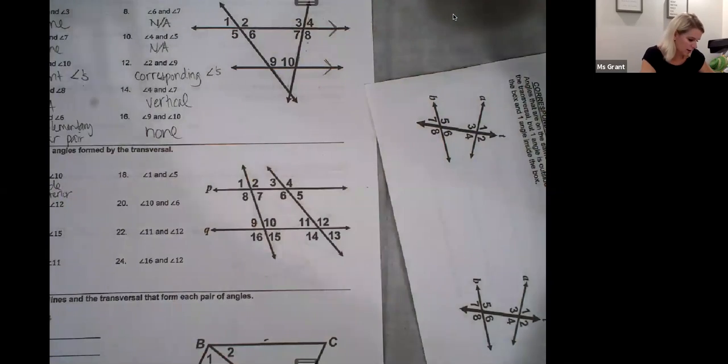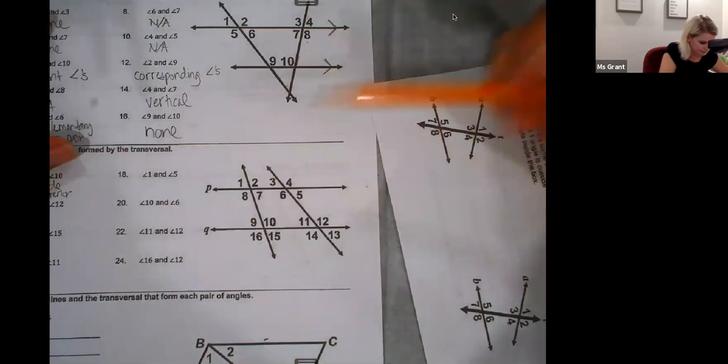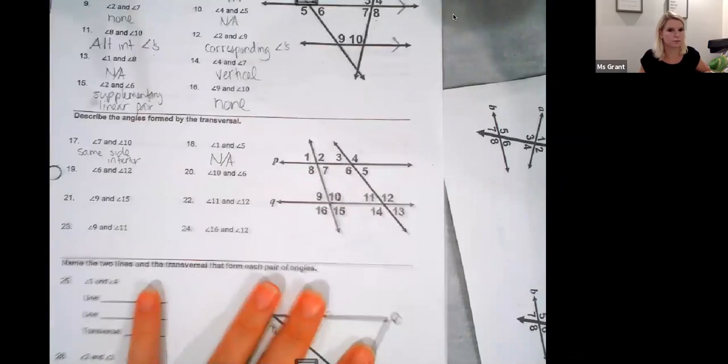All right. Number 18, Simra. Wouldn't it just be NA because they're not parallel? It would just be NA. It would be nothing. These lines aren't parallel. P and Q are the only parallel lines here. Good.